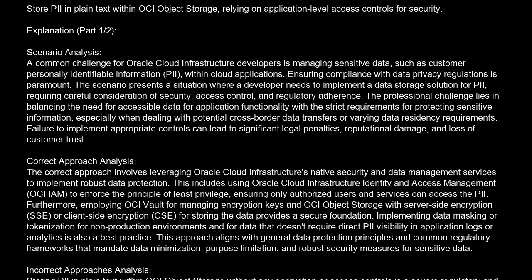The professional challenge lies in balancing the need for accessible data for application functionality with the strict requirements for protecting sensitive information, especially when dealing with potential cross-border data transfers or varying data residency requirements. Failure to implement appropriate controls can lead to significant legal penalties, reputational damage, and loss of customer trust.